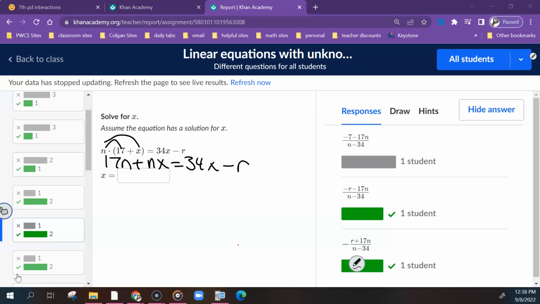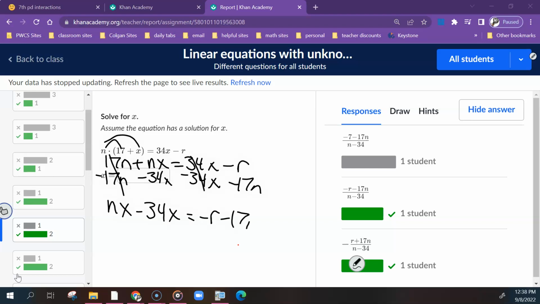And now we're kind of back where we were before, getting all of the variable we want on the same side, everything that doesn't have that variable on the opposite side. So I can move nx over here, or 34x over here, and get rid of 17n or r. So let's do this. These will cancel, these will cancel. So I have nx minus 34x equals negative r minus 17n.